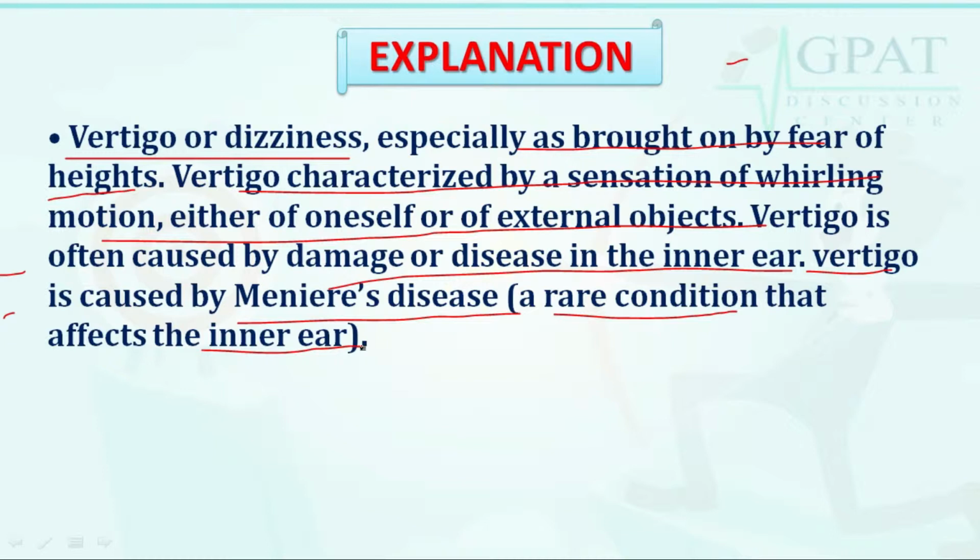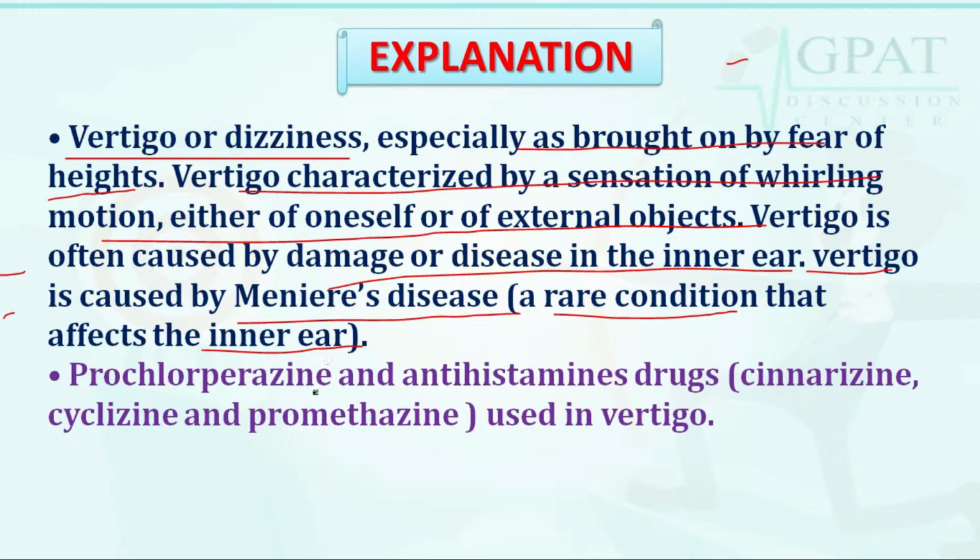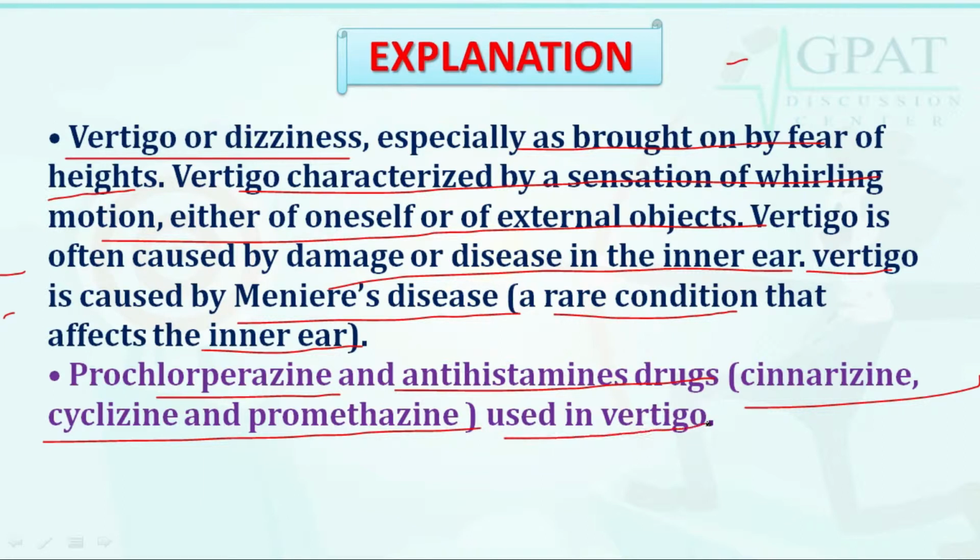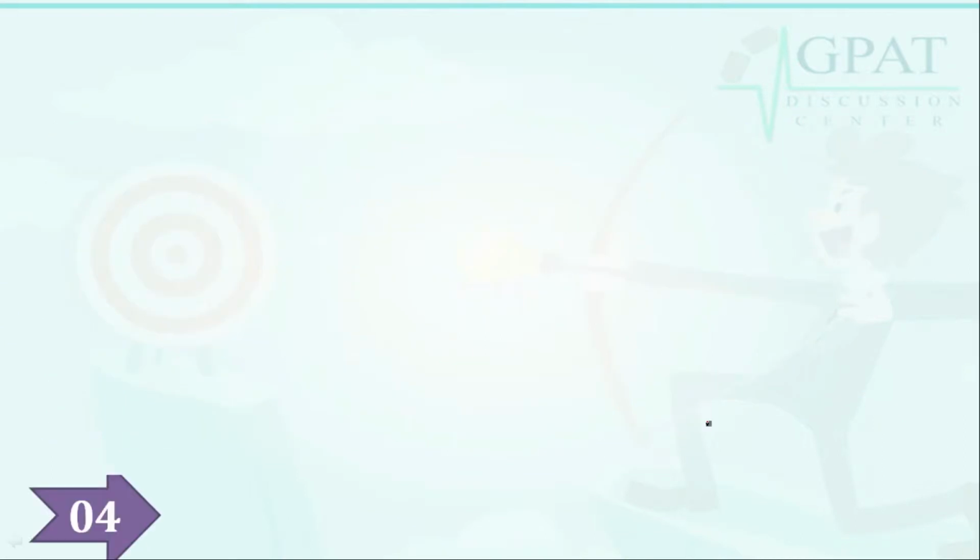So that's about vertigo, and there are some drugs like prochlorperazine and antihistamines like cinnarizine, cyclizine and promethazine used in vertigo, means these are the anti-vertigo agents. So this is all about this question. Moving on to the next question.